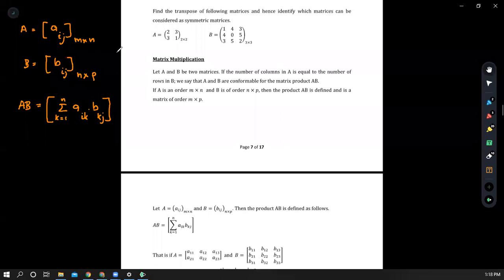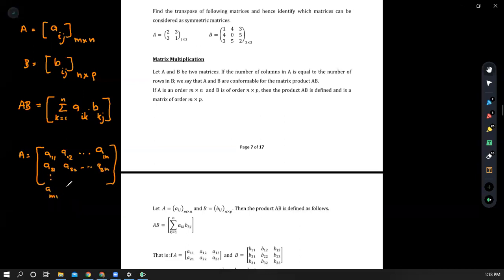Therefore, you can just write down this matrix in this form. Suppose you have matrix A with entries A11, A12, up to A1n. Similarly, A21, A22 up to A2n. Likewise, AM1, AM2, up to AMN. This would be your first matrix, and this would be the second matrix.